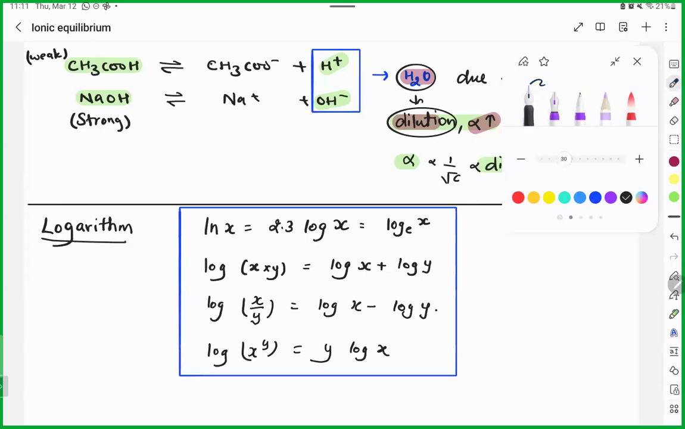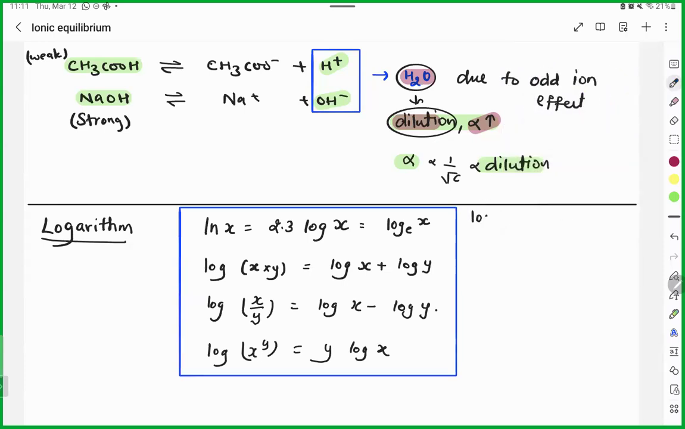In this case, what is the log 1 value? Chandana?